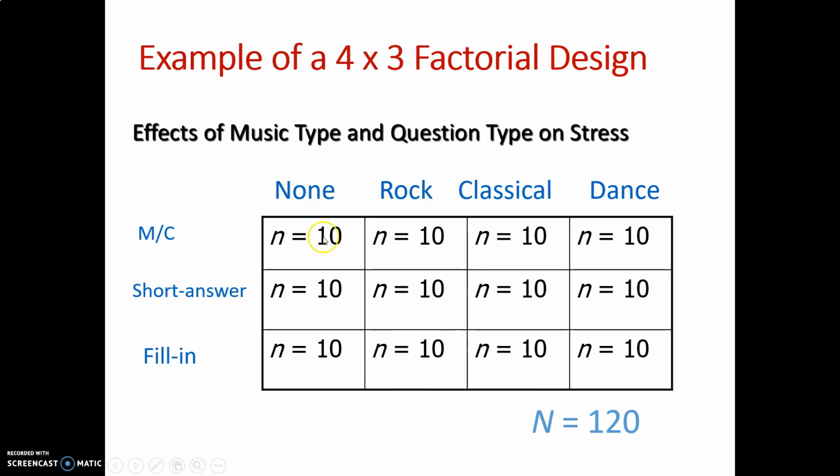So again, in a between subjects design, each of these groups of people is unique or independent. We don't have anybody repeating data in this study.